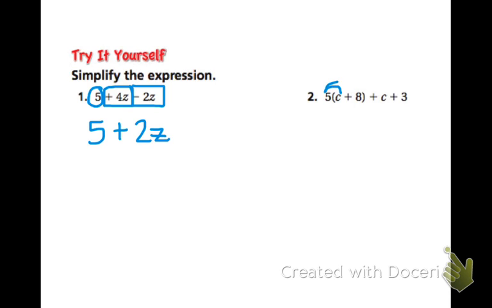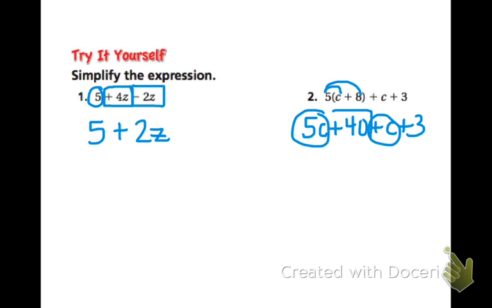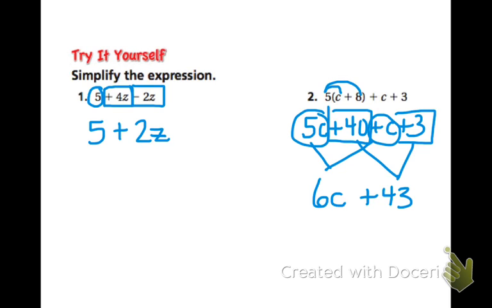And the next one, in example 2, we see parentheses. So we have to first clear the parentheses using the distributive property. So 5c plus 40 plus c plus 3. Then we can circle the 5c and the c. Notice that I am enclosing the sign of the number. That helps you to know if it's a positive or a negative. So the 5c and the c become 6c, and the 40 and the 3 are a positive 43, and that's how we get our simplified expression.